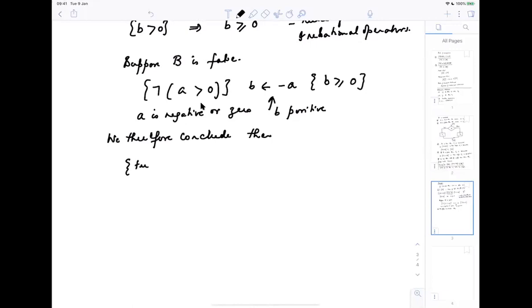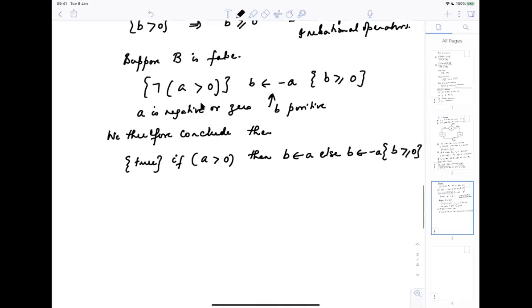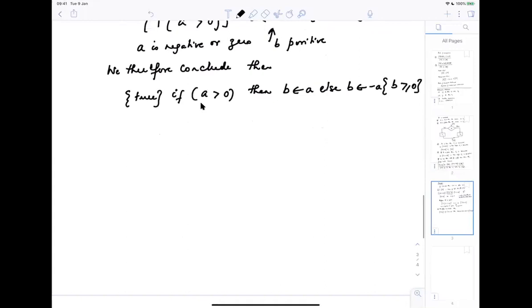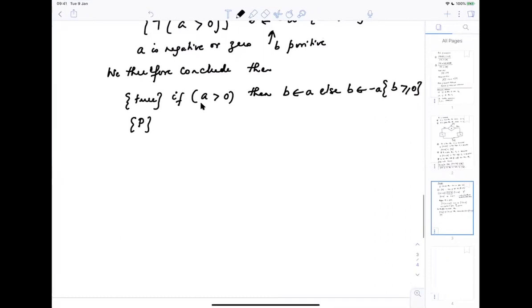true, if A greater than 0, then B is assigned the value of A, else B is assigned the value of minus A, and we have B greater than or equal to 0 as the final assertion. So P, the precondition, is true here, and this is the postcondition after the evaluation of the if statement.